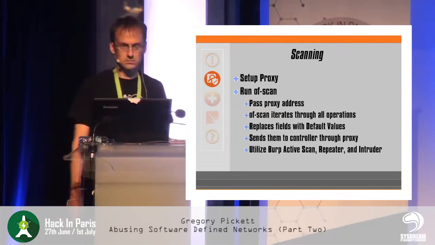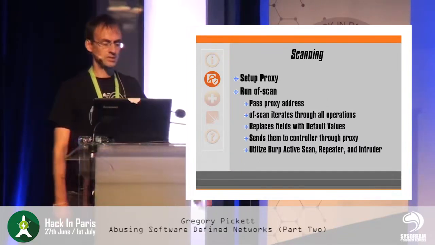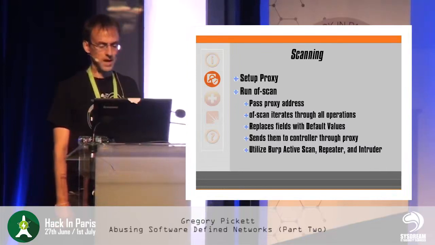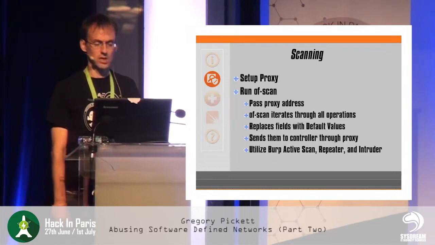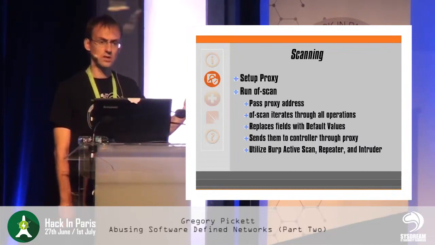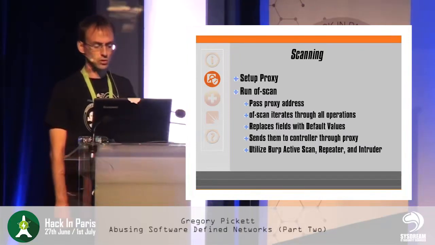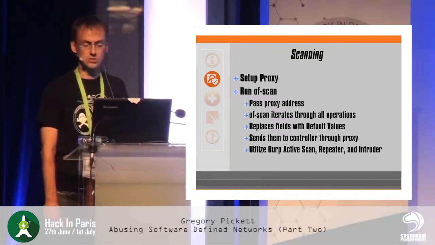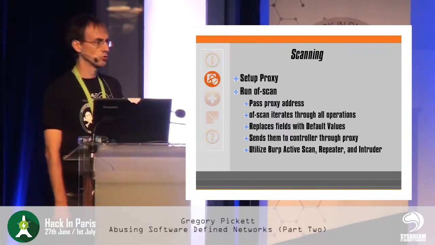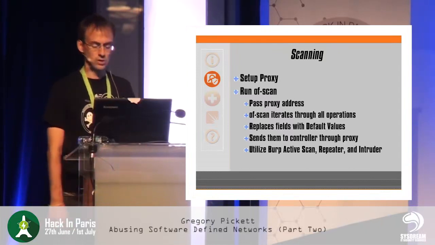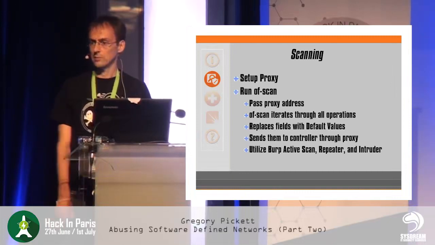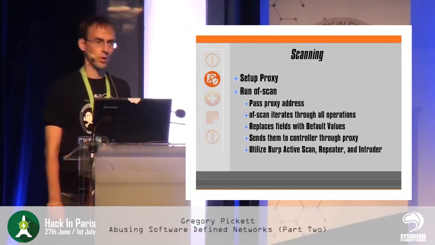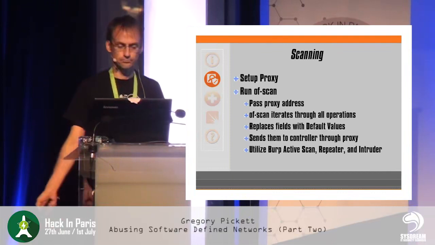All right, so scanning. You set up your proxy and run OFScan. You pass it the proxy address. OFScan will then iterate through all the different operations defined in that configuration file for the controller. Like most templating, it replaces fields with default values and sends them to the controller through the proxy. Then, of course, you can utilize Burp, the active scan, the repeater, intruder, do all the neat AppSec stuff, right? Do play with that, poke at that controller, get it to break.